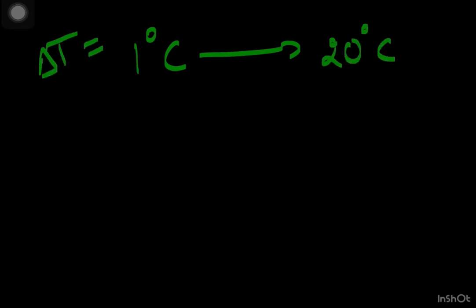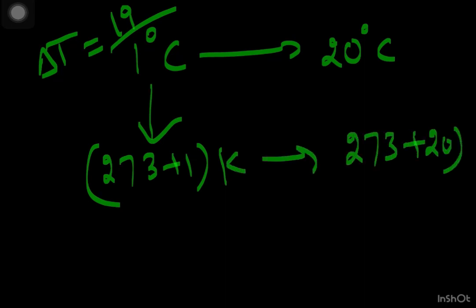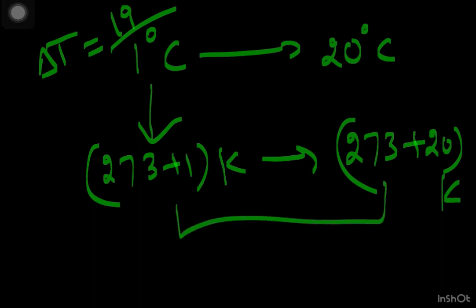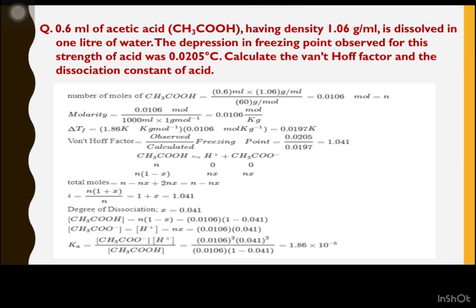It is like, if you have 1 degree Celsius in the beginning, it changes to 20 degrees Celsius. How much is the change? Delta T, 20 minus 1, that is 19 degrees, right? If you convert it to Kelvin, it becomes 273 plus 1 Kelvin, changes to 273 plus 20 Kelvin. The difference is again 19. That's why I'm saying this. So I hope I'm able to explain this question to you.